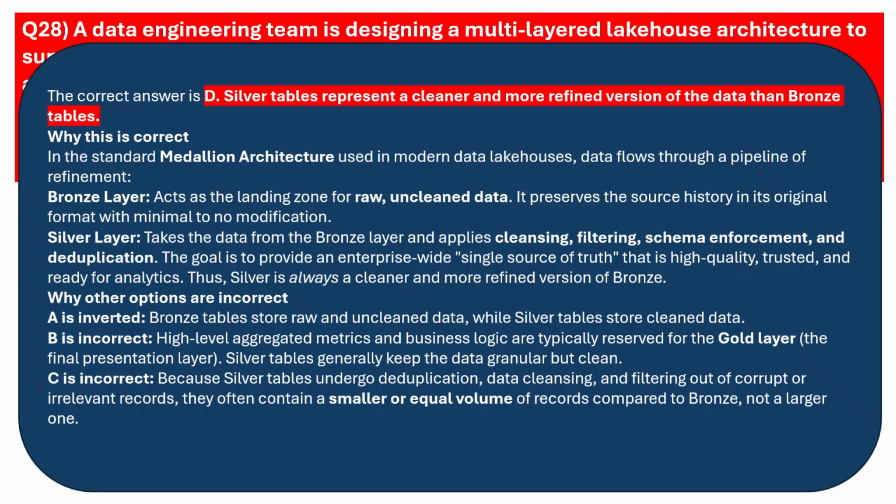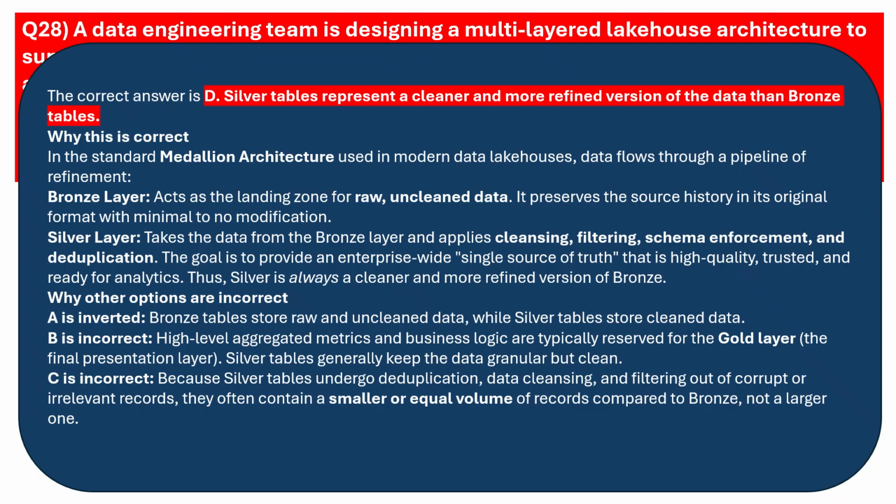The goal is to provide an enterprise-wide single source of truth that is high quality, trusted, and ready for analytics. Thus, silver is always a cleaner and more refined version of bronze. Why other options are incorrect? A is inverted. Bronze tables store raw and unclean data, while silver tables store clean data.